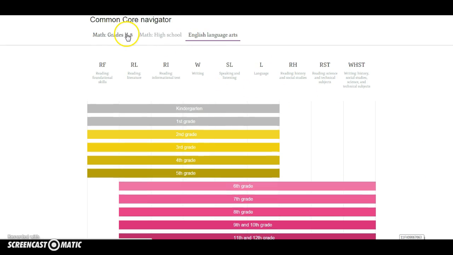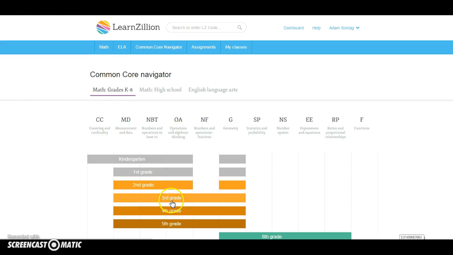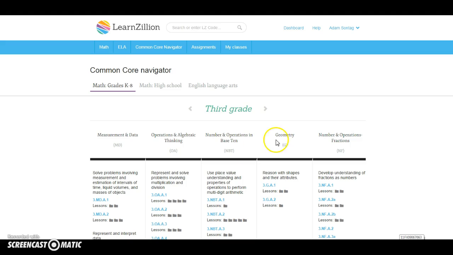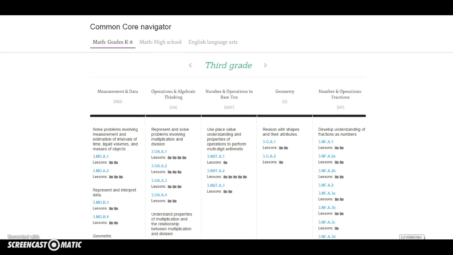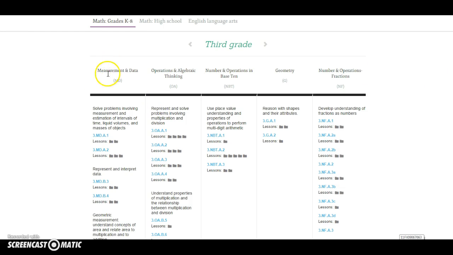So we're going to go back to math grades K through 8, and we're going to focus on 3rd grade. Then it brings us to our different categories: measurement and data, operations and algebraic thinking, numbers and operations in base 10, geometry, and numbers and operations fractions. As it takes you here, it takes you to each Common Core standard for 3rd grade. So the first one we're going to start with is geometry. And here on the folders, it's going to tell you understand shape categories and attributes, or understanding shape categories and attributes as well.